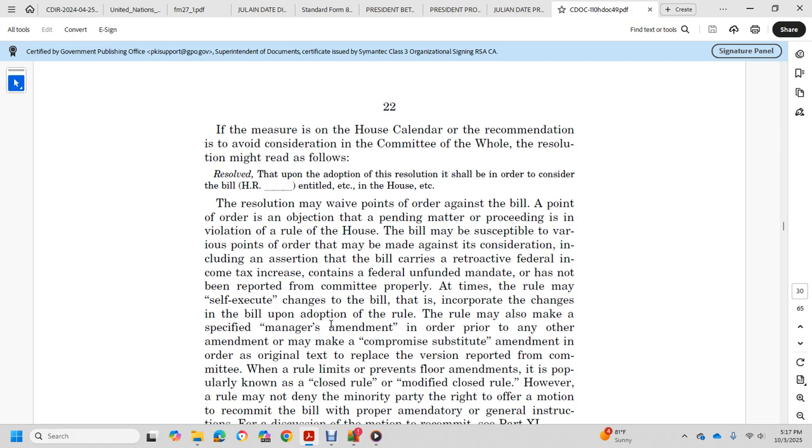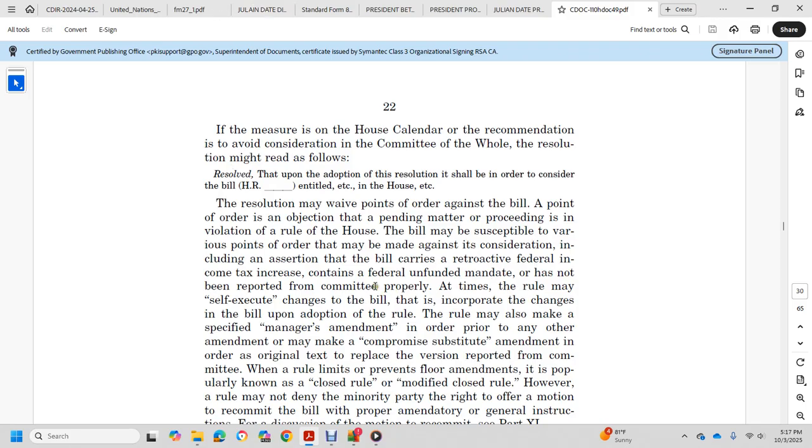These include an assertion that the bill carries a retroactive federal income tax increase or contains a federal unfunded mandate that has not been properly reported from the committee. The rule may itself execute changes to the bill and incorporate those changes. Upon adoption of the rule, the bill may also move to specify that the manager's amendment is in order prior to any other amendment, with a compromise substitute amendment replacing the original text.